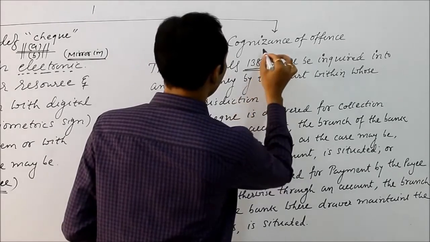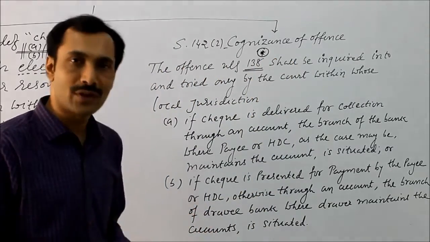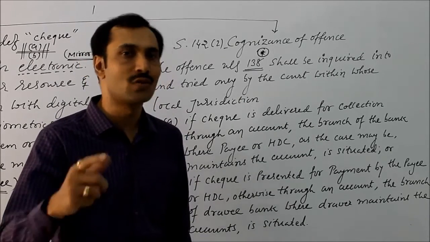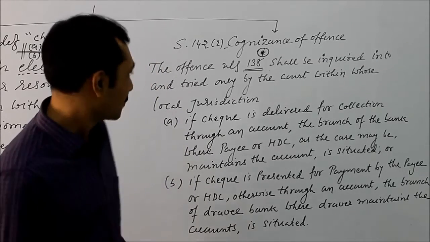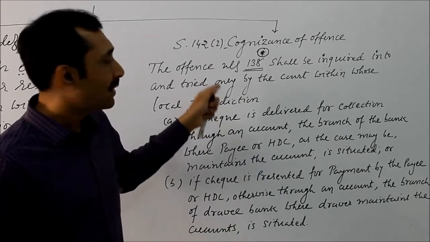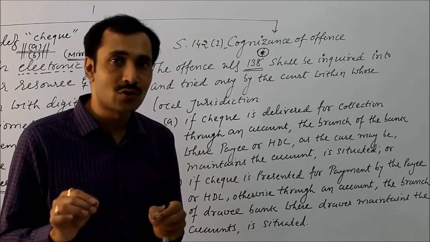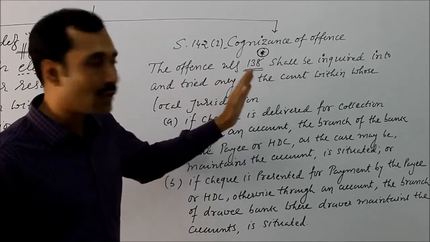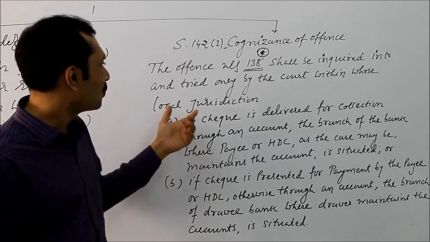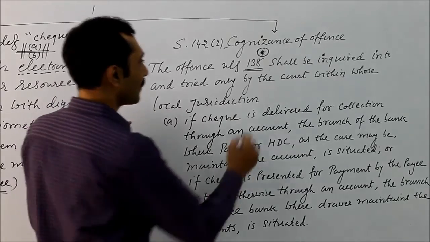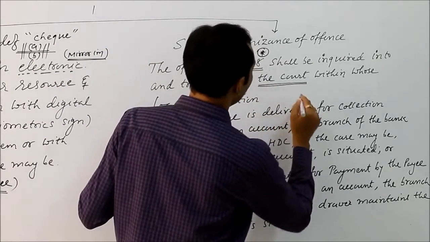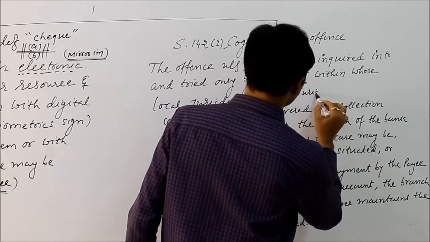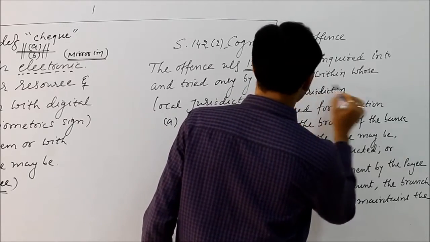Remember, section 138 of the Negotiable Instrument Act is a very important section. It deals with the dishonour of a check, and that is why it is very important. Remember, the section is applicable only to a check and not to the dishonour of any other instrument. The offence under section 138 shall be inquired into and tried only by the court. Now this is the change with regard to the jurisdiction of the court.